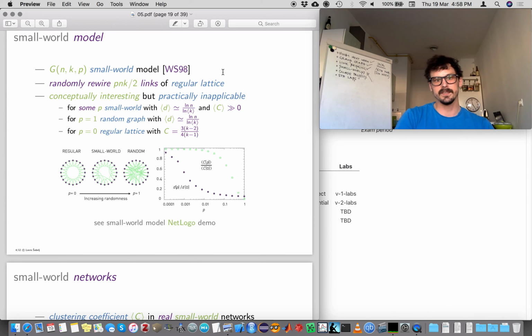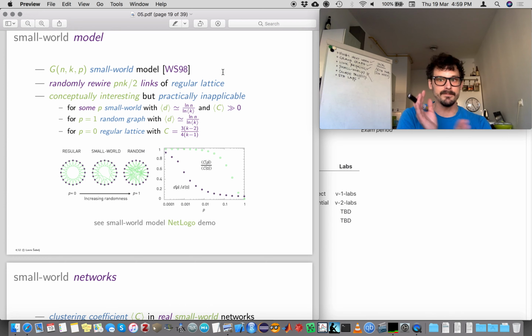But since it is a lattice, the distances are very long. And what the model does then is it randomly rewires the edges, or links, of this lattice in order to make the distances between the nodes shorter. So it's basically creating shortcuts between different parts of the lattice. If, as you can imagine, we randomly rewired all of the links in a network, we would simply get a random graph, an Erdos-Renyi random graph, which has short distances but also very low clustering.